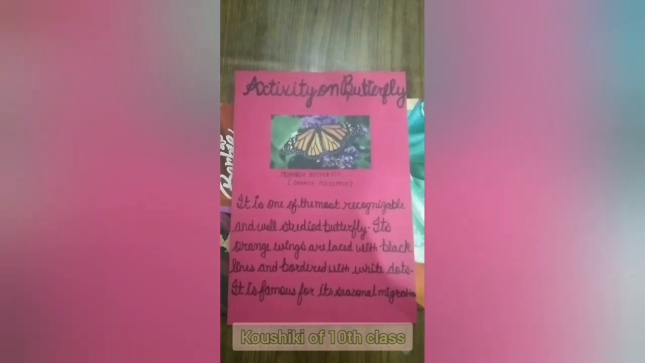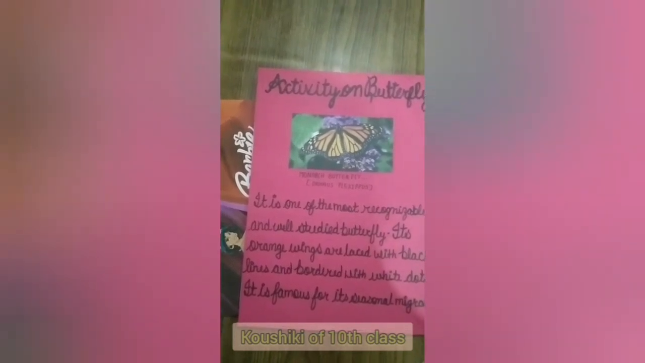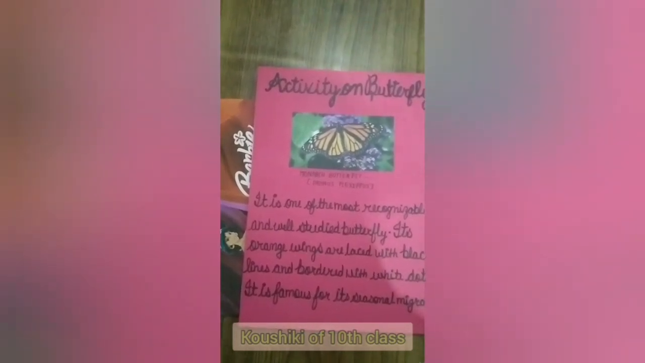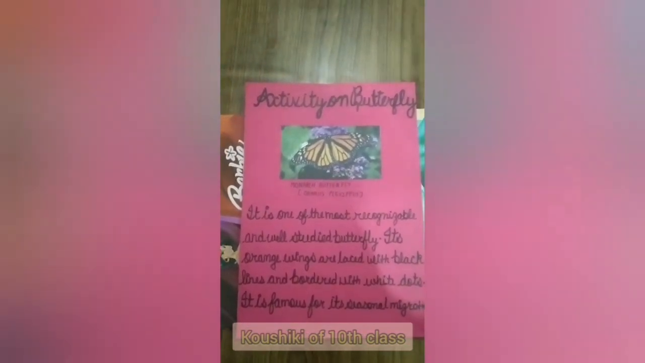Today, Kaushiki is here with my activity on butterfly. So, in my activity, I have explained about 12 species of butterflies, which are monarch butterfly, painted lady, cabbage white, red admiral, old world swallowtail, morning cloak, gulf fritillary, eastern tiger swallowtail, orange tip, peacock butterfly, cloudless sulfur, zebra longwing butterfly. But in the video, I am going to explain only about 3.